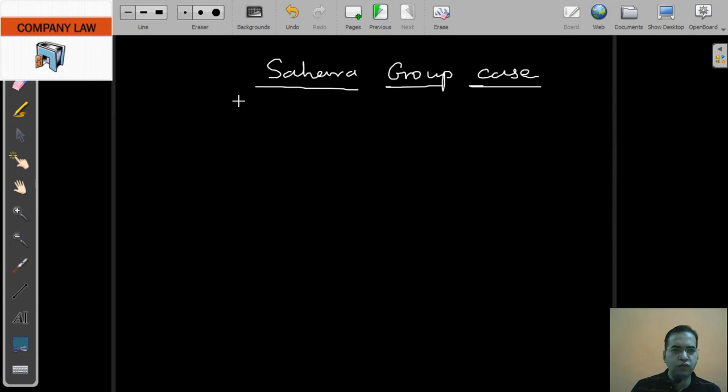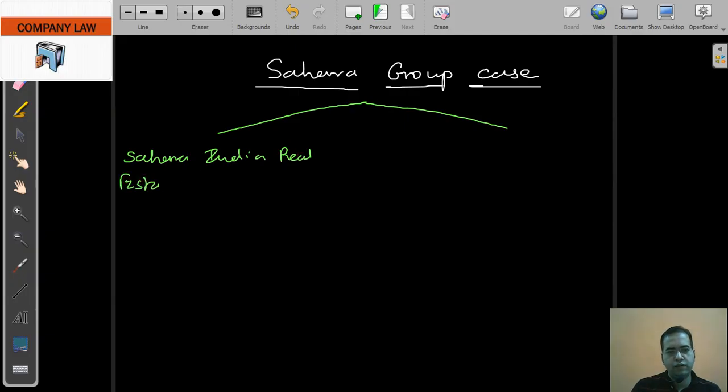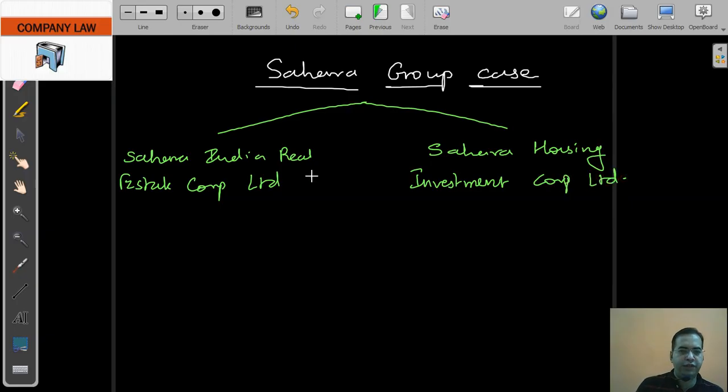First, which were those two entities? There were two entities under this particular group. The first was Sahara India Real Estate Corporation Limited, and the second was Sahara Housing Investment Corporation Limited. These were unlisted companies, and they came up with the offer to issue optionally fully convertible debentures.